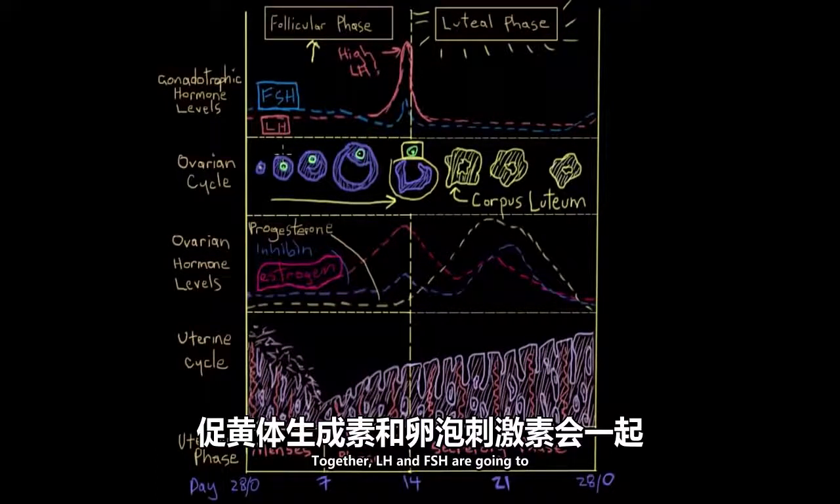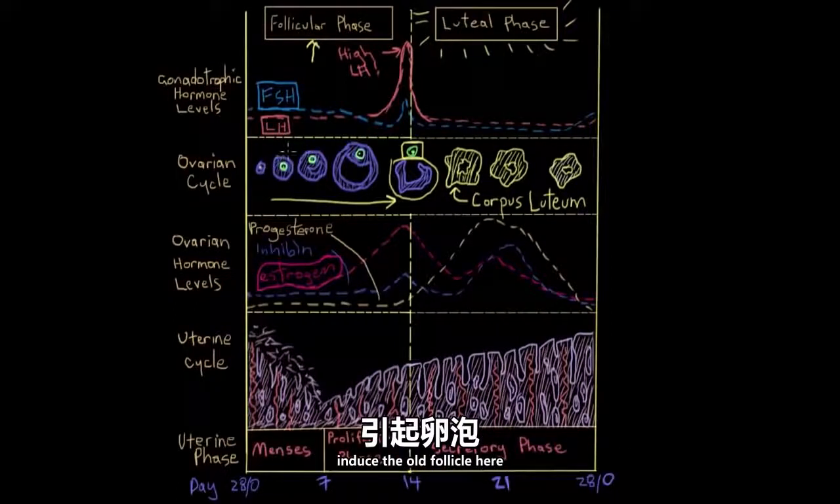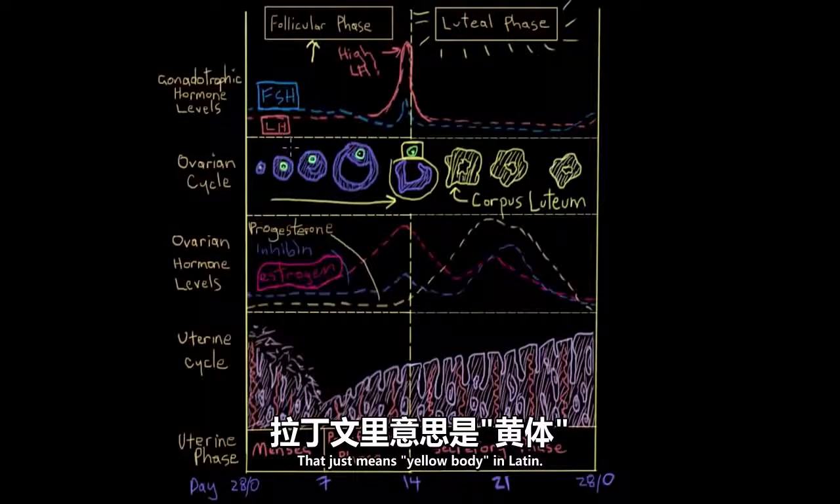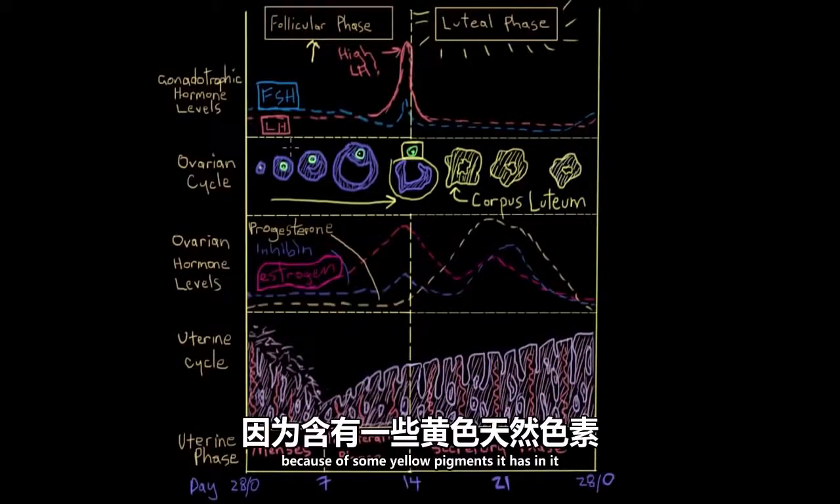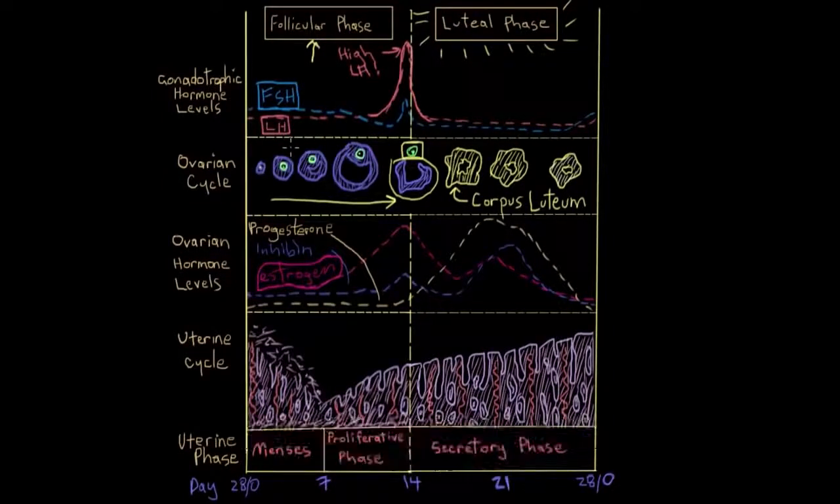And together, LH and FSH are going to induce the old follicle here to turn into a structure called the corpus luteum. And that just means yellow body in Latin. It's actually a bit yellowy because of some yellow pigments it has in it.